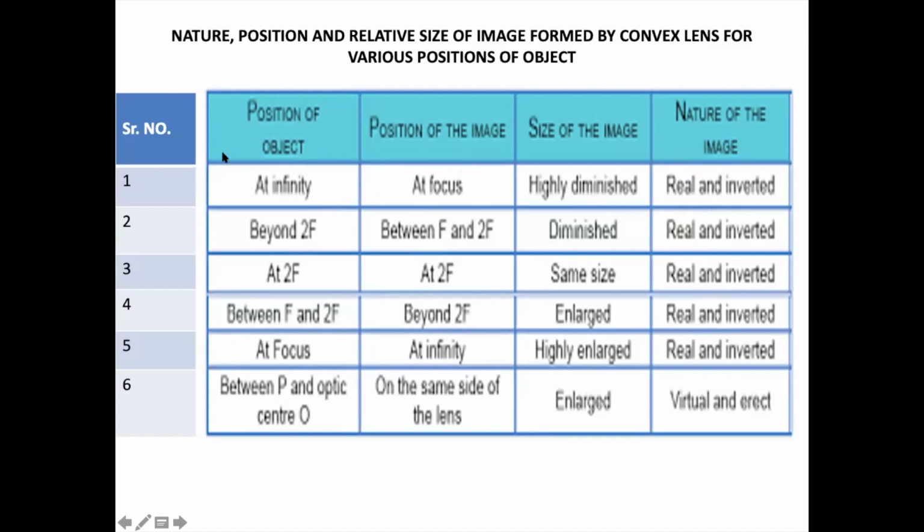The object is at infinity, the image is at focus; the object is beyond 2F, the image is between F and 2F; the object is at 2F, the image is at 2F; the object is between F and 2F, the image is beyond 2F; the object is at F, the image is at infinity. And you can see how the highly diminished, point-like image is slowly becoming bigger and bigger, and it is highly enlarged.